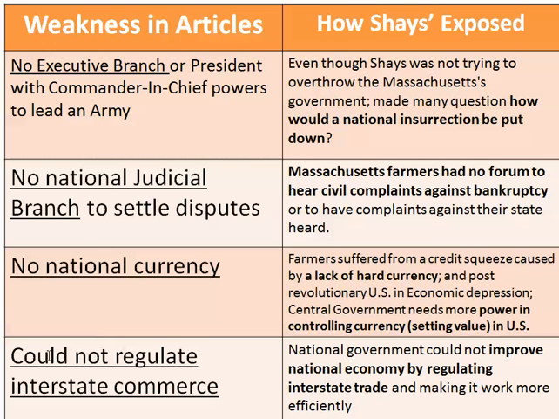And then lastly, the national government under the Articles could not regulate interstate trade, and a lot of leaders felt it could not improve the economy because it didn't have that power. They thought they could make the economy work more efficiently, but with these weaknesses they could not. Their hands were tied.